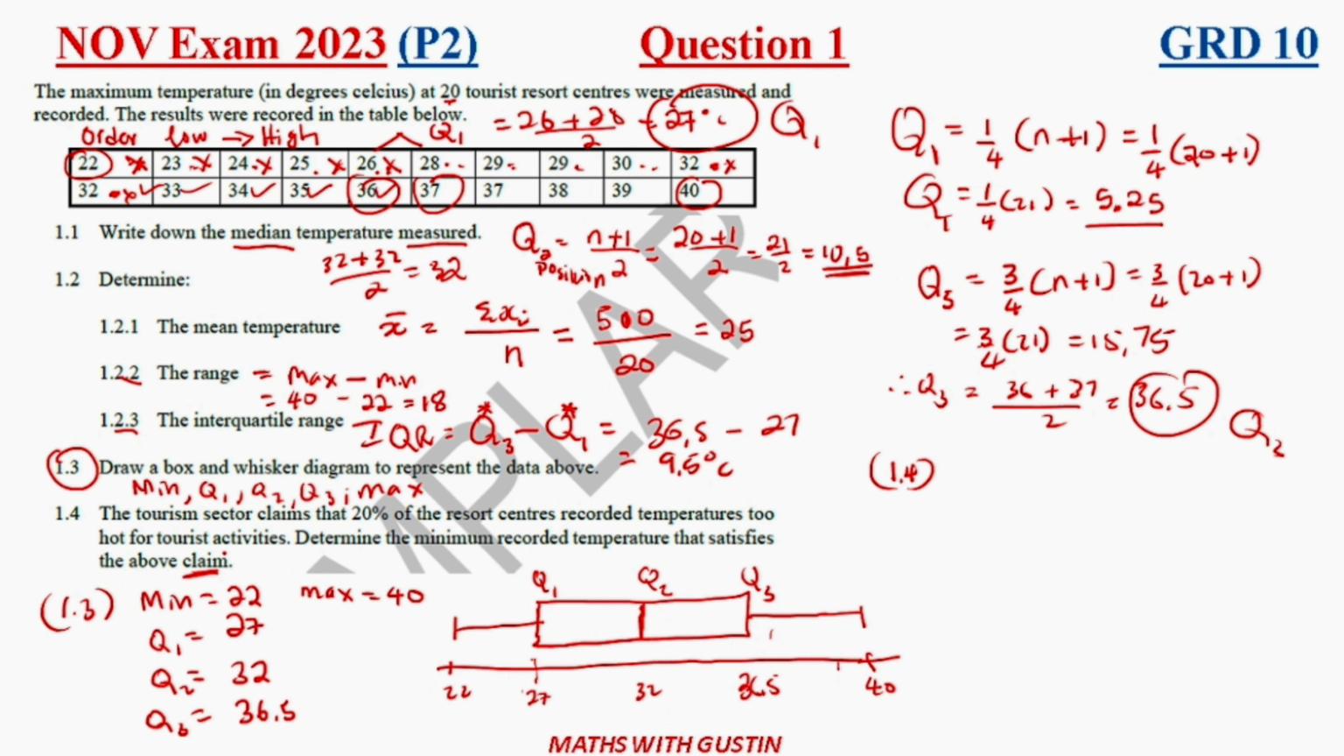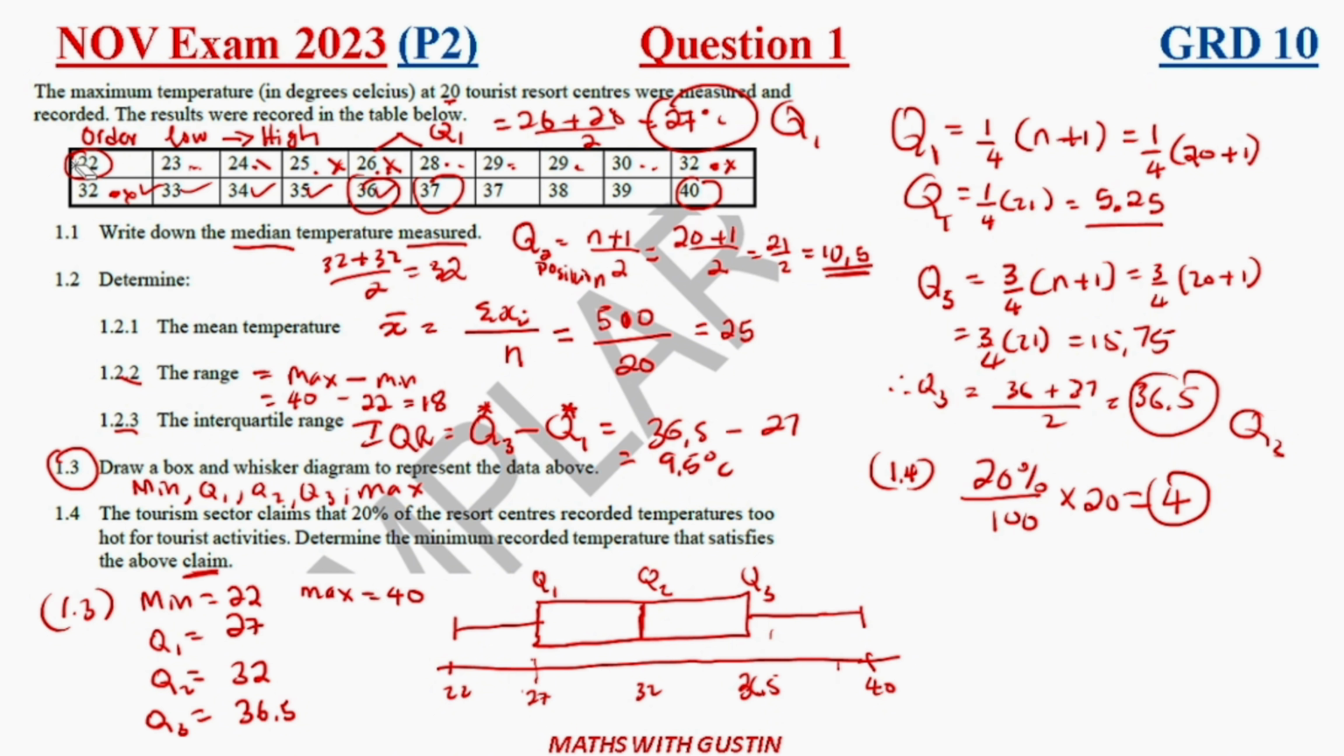Okay, so what you do here, in this case, guys, you go and look at your data that is given here, because they said 20%. Remember now, 20%, you must convert it by dividing by 100. But how many tourism centers are there? Is only 20 of them. So 20% of 20 of this gives you what? 4. So it means 4 of this tourism temperature was recorded.